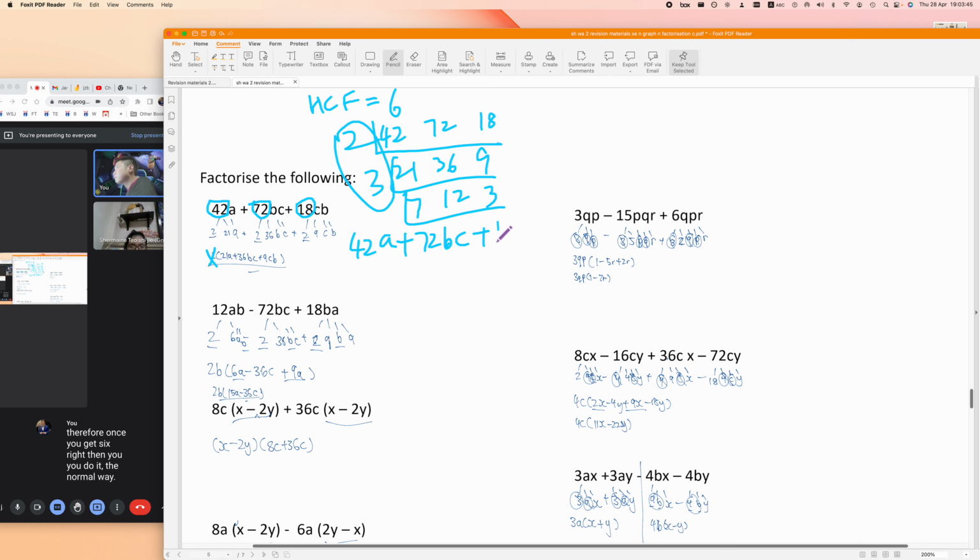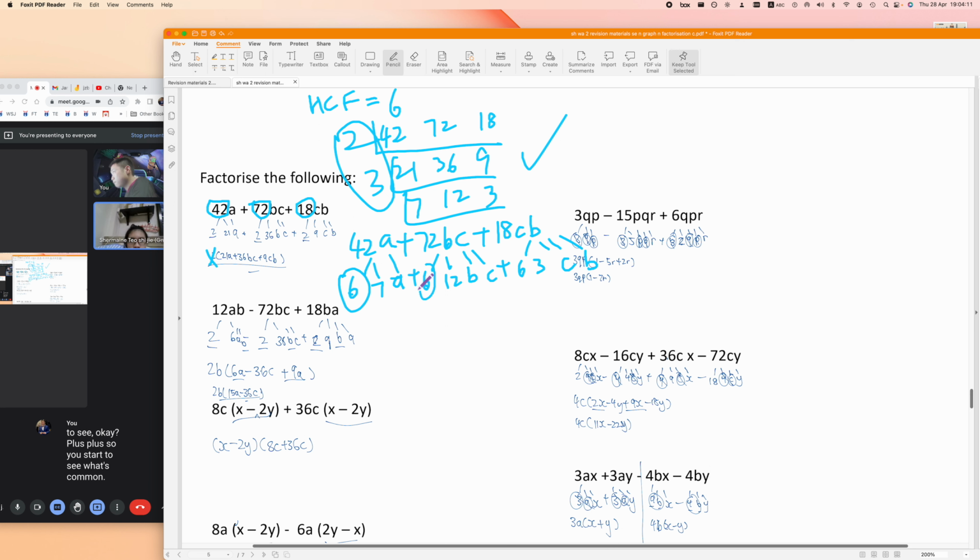Okay, let me just do it. So sometimes if you cannot see, you need to do it HCF first. So you just split 6, 7, 8. Then for this one, 6, 12, B, C. Then for this one, 6, 3, C, B. So then you start to see what is common, 6. Then you take out the 6. So once you take out the 6, you have 7A left, 12BC left, and then you have the 3CB left. Are you clear?